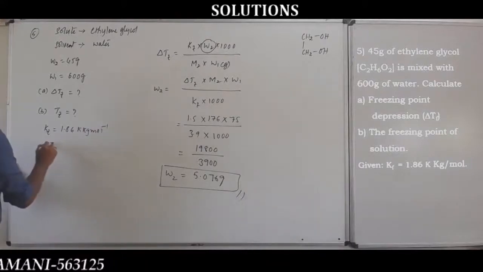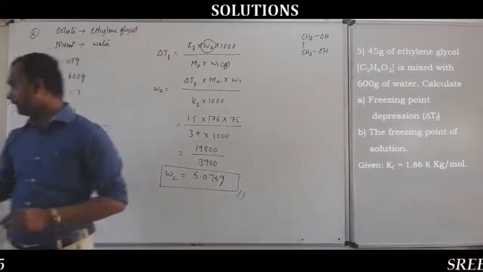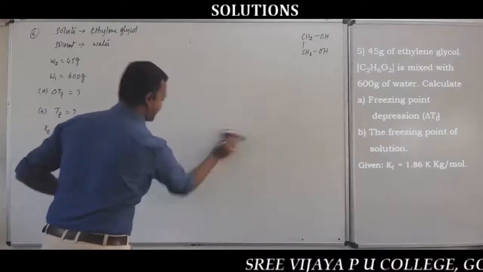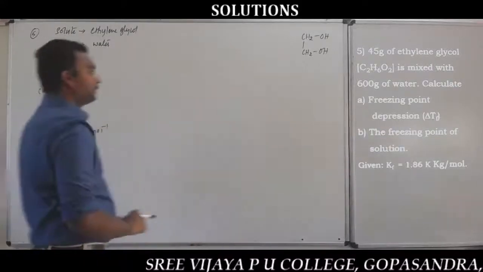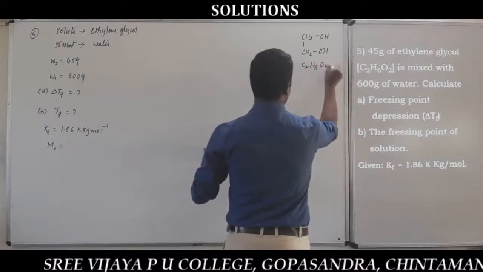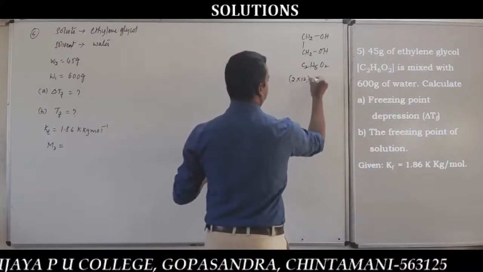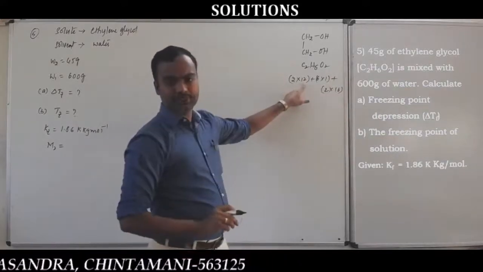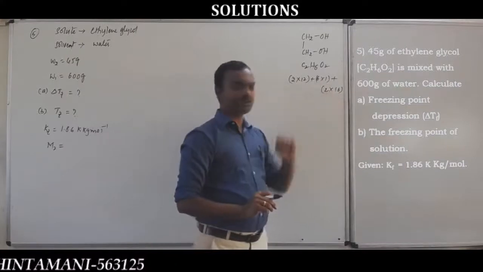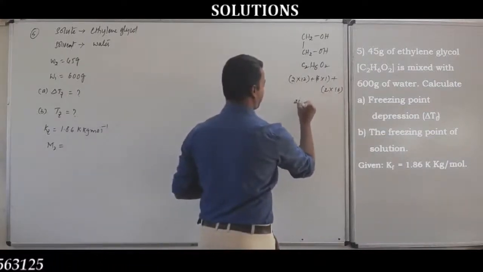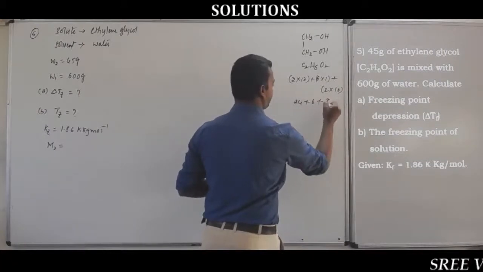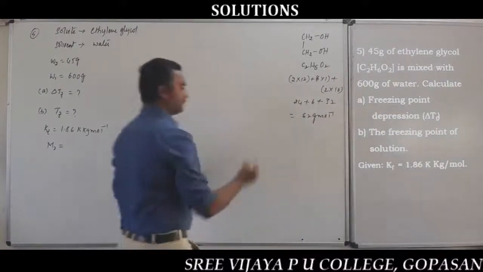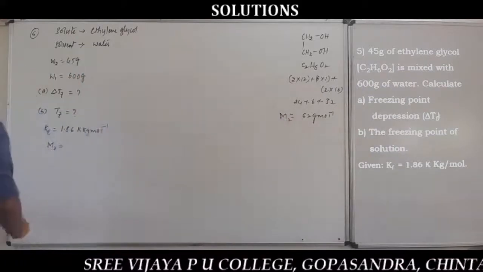Before that, we have to calculate M2 first. M2 is nothing but the molar mass of solute. Which is the solute here? Ethylene glycol. The molecular formula is C2H6O2. Carbon 2 into 12 plus 6 into 1 plus 2 into 16, that is 2 into atomic mass of carbon, 6 into atomic mass of hydrogen, 2 into atomic mass of oxygen. That is equal to 24 plus 6 plus 32, that is 30 plus 32, that is 62 gram per mole, the molar mass of the solute, ethylene glycol.